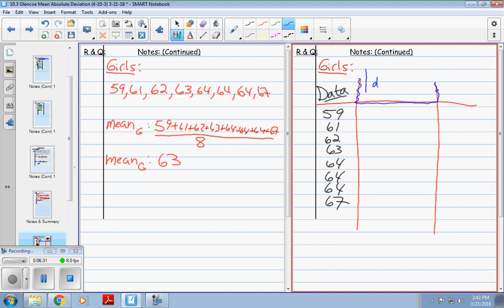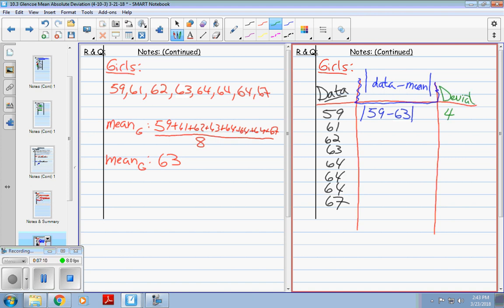So what we're about to do in this middle area is we're going to take the absolute value of the data minus the mean. And that's where we get this absolute value phrase in mean absolute deviation. Is we're taking an absolute value in here. So showing the first problem, you would use 59 minus, what was our mean again? Yeah, 63, and take its absolute value. So 59 take away 63 is -4, and -4's absolute value is 4.